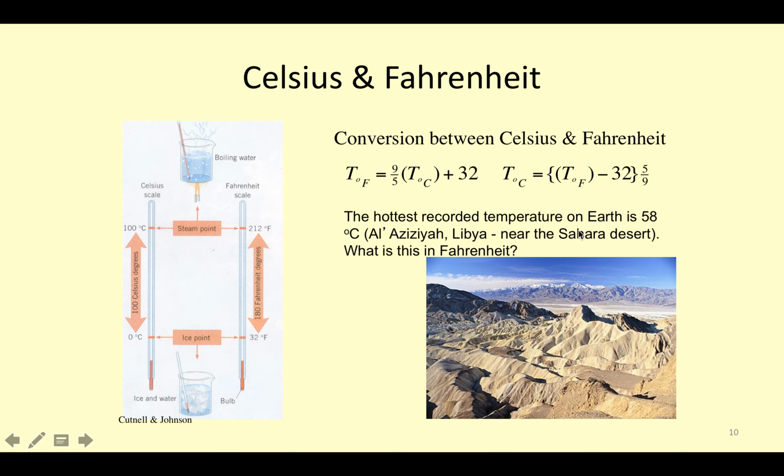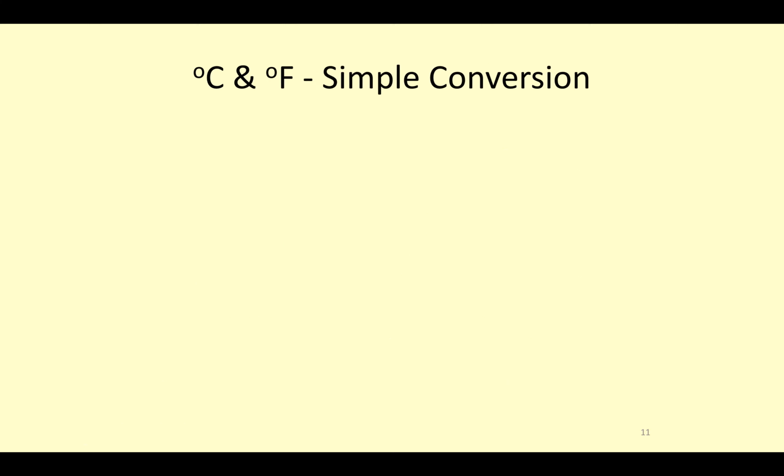The hottest recorded temperature on Earth is 58 degrees Celsius in Libya. Actually, that's been beaten. I think a place in Iraq, just this past summer, topped out at that temperature. So you take 9/5 times 58 plus 32, and you get 104.4 plus 32. That's pretty darn hot. A simple conversion, though, is to double and add, to go from Celsius to Fahrenheit.